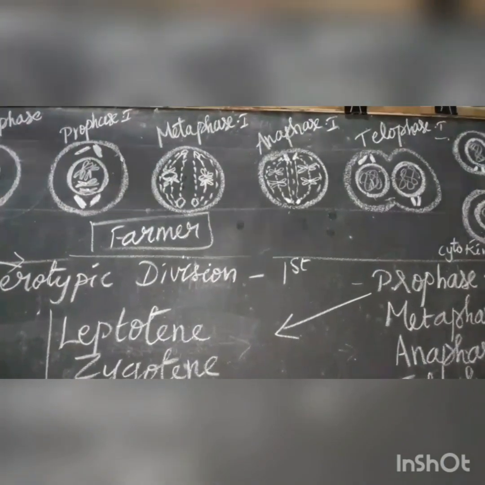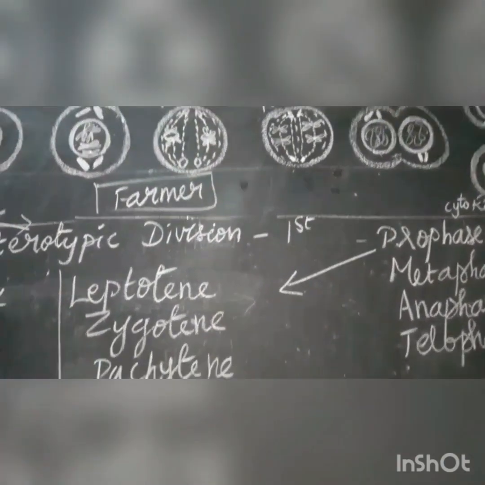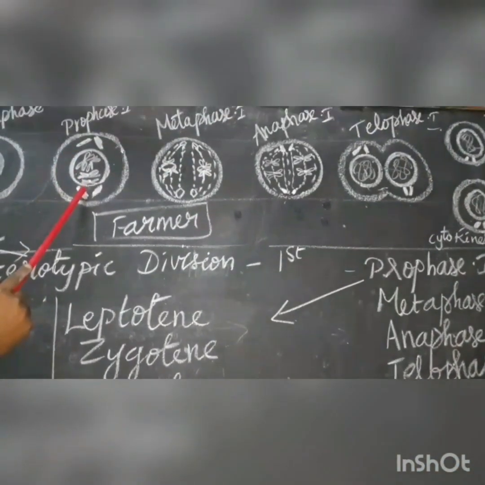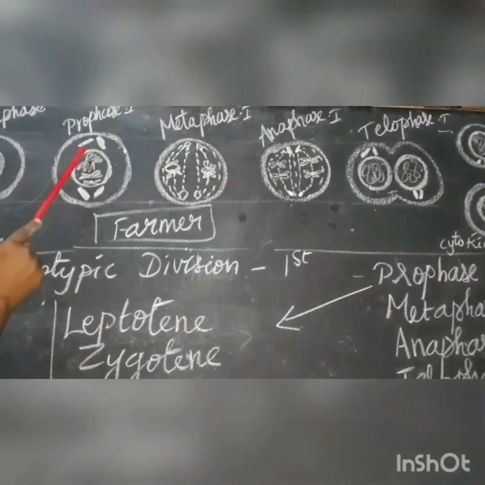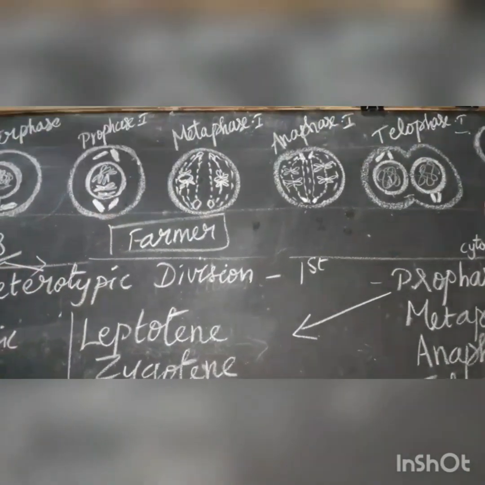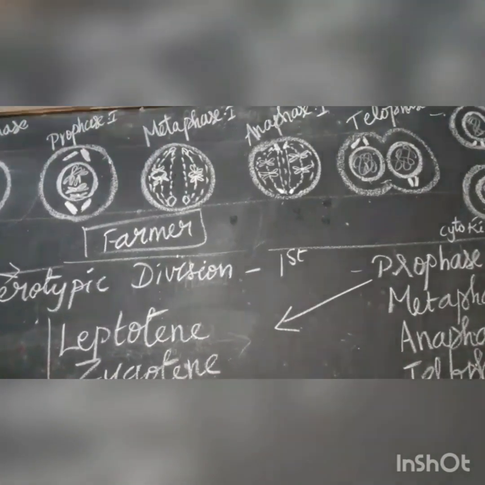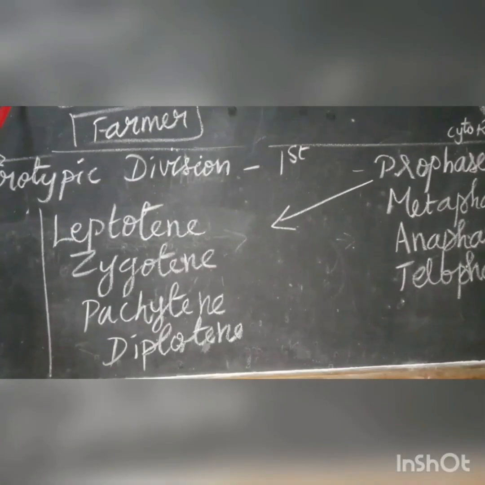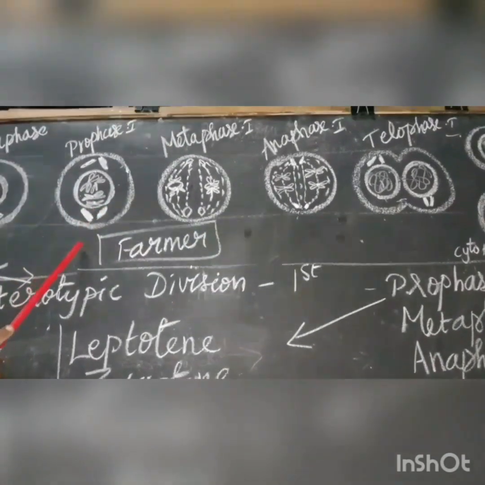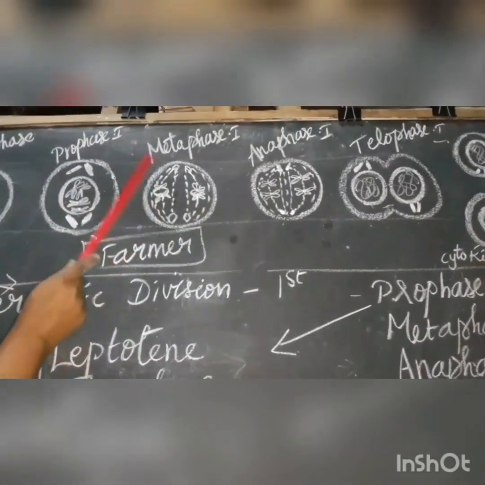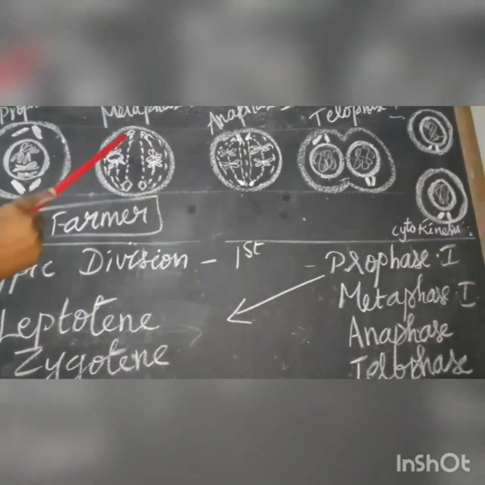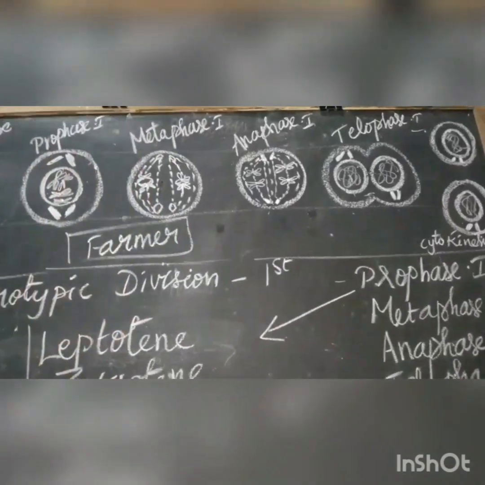The next one is the diplotene. Chiasmata will move towards the ends of the chromosomes, and this is known as terminalization. Then diakinesis. Here the paired chromosomes become very short, thick and disappear. The nucleolus and the nuclear membrane will disappear. Spindle fibers will make their appearance.